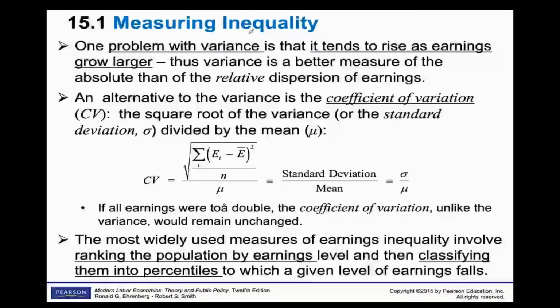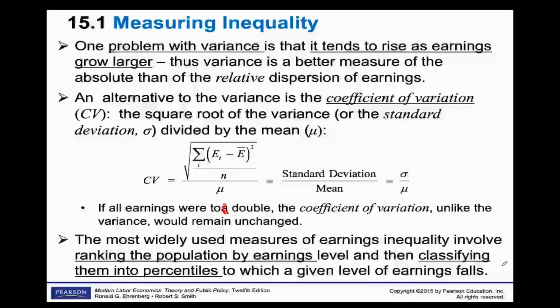However, one problem with variance is that it tends to rise as earnings get larger. Therefore, variance is a good measure if you are concerned about absolute dispersion rather than relative dispersion or distribution of earnings in the economy. An alternative to variance is to use the coefficient of variation, or CV, and to calculate it, this is the formula where we take the standard deviation and divide by the mean. The advantage of using the coefficient of variation is that if all earnings were to double, the coefficient of variation would remain unchanged. And the most common measure of earnings inequality is to rank the populations by their level of earnings.